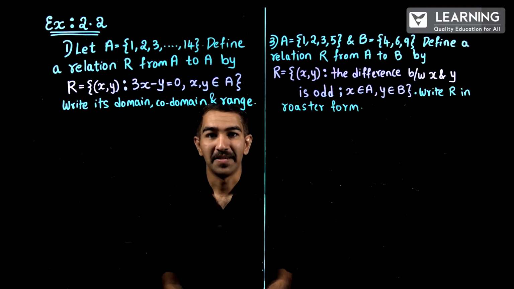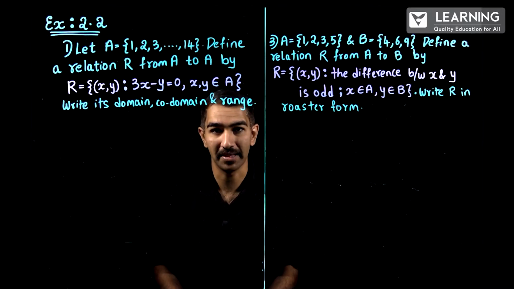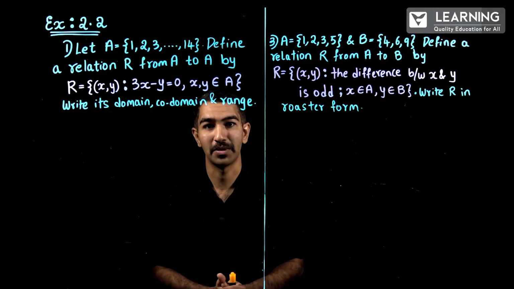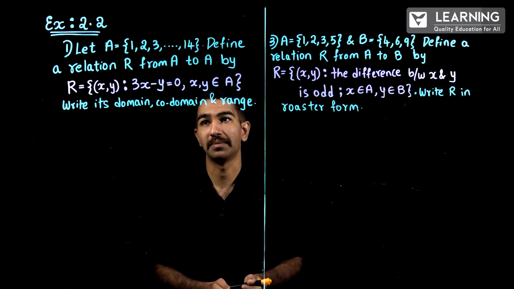Okay students, in the previous session we had finished the first exercise 2.1. So in this class we'll be starting with exercise 2.2 and we'll be covering the important questions in this. I've written two questions here, question number 1 and question number 3.